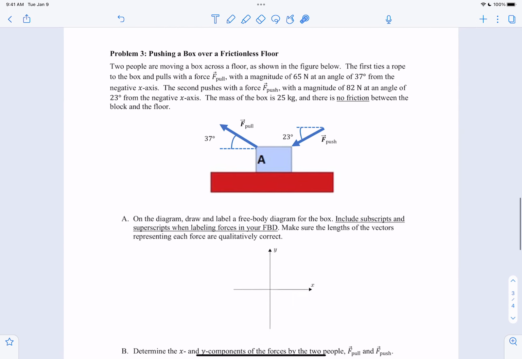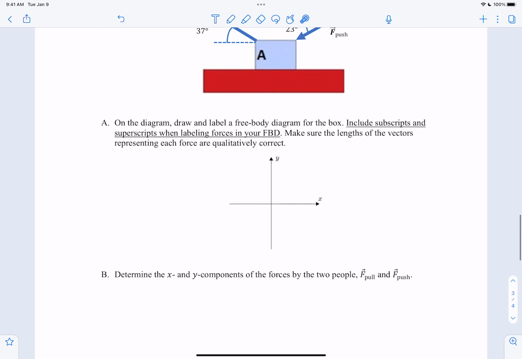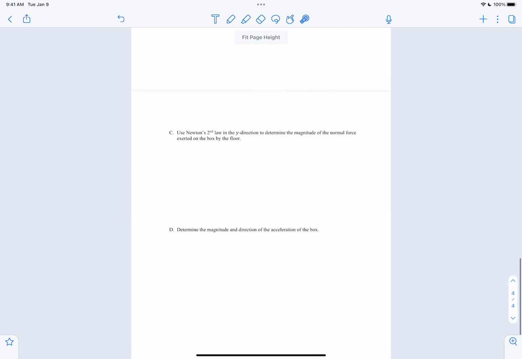Final problem here. I don't know if we're going to get done early, but we'll try.